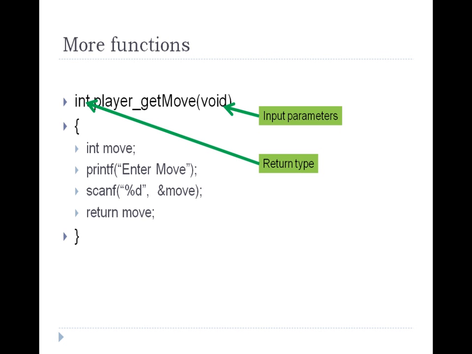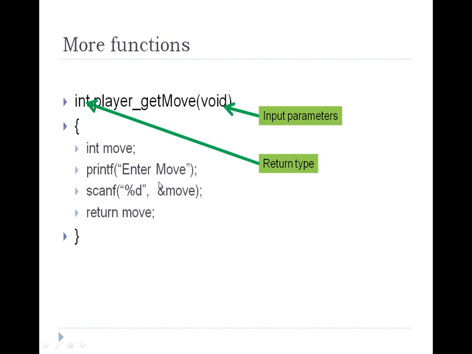Now the first statement in this function is integer move. So we define an integer and we call it move. We can call it anything. We can call it A, B, C, D, E, F, G, but we prefer to call it move so that it is more meaningful. Then we write on the screen enter a move, and we scan move. So basically we get an input, and that integer input is stored in move.